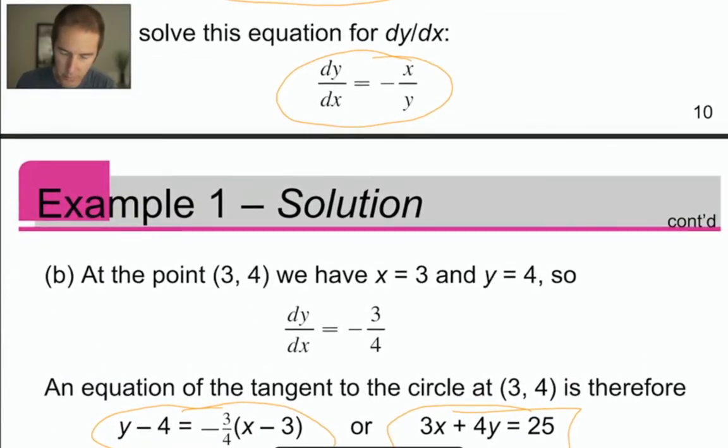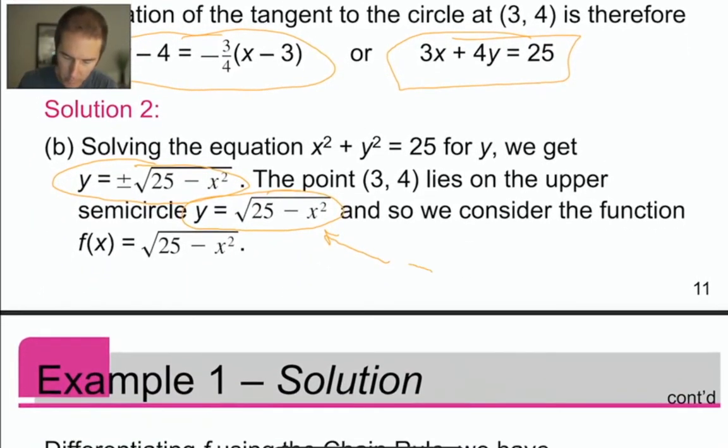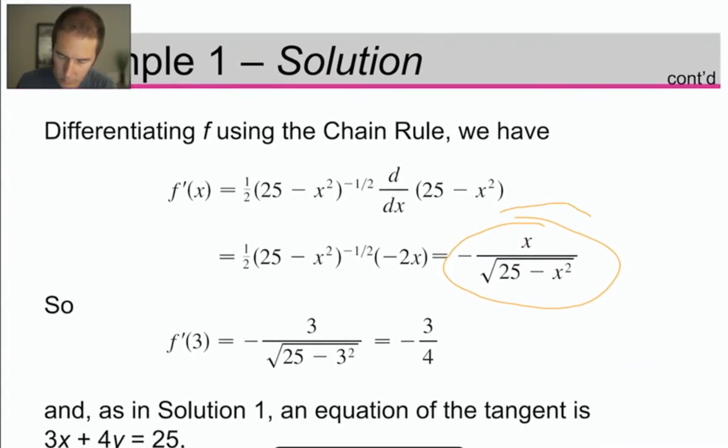This was our derivative up at the top of the screen, negative x over y. If we replace that y value with the square root of 25 minus x squared, then we would have that the derivative dy over dx equals negative x over the square root of 25 minus x squared. Look familiar? So either way, you can get to this same destination.